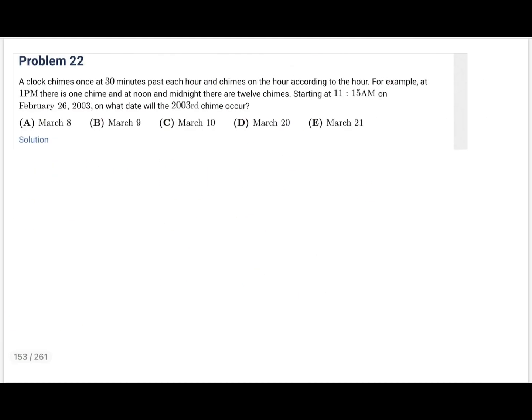Problem 22. A clock chimes once at 30 minutes past each hour and chimes on the hour according to the hour. For example, at 1 p.m. there is 1 chime, and at midnight there are 12 chimes. Starting at 11:15 a.m. on February 26, 2003, on what date will the 2003rd chime occur?